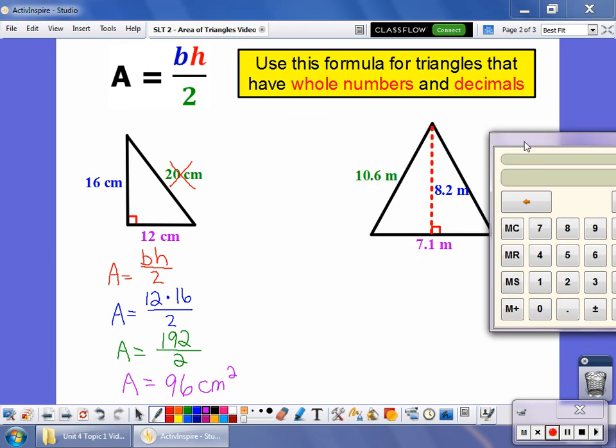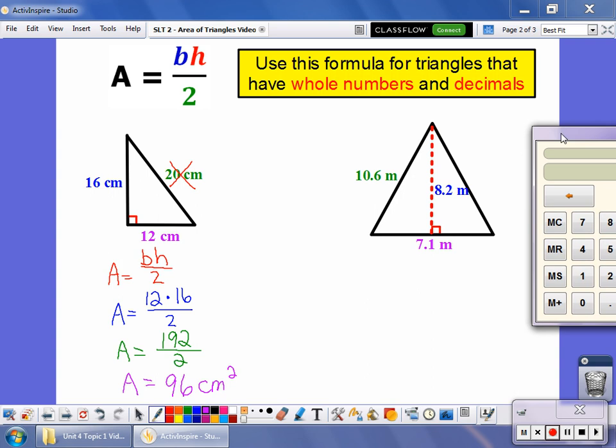Okay? Now let's take a look at this one. I'll move my calculator out of the way here. We're going to start off with our formula. Area equals base times height divided by 2. So my base and my height form a right angle. So these two measurements right here, not the slanted side.